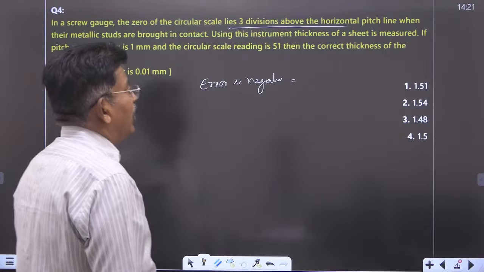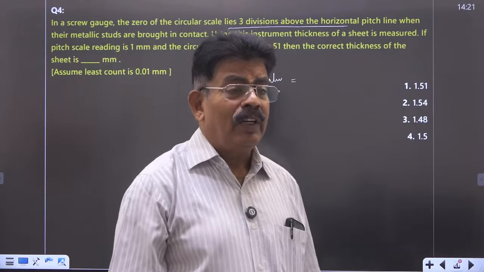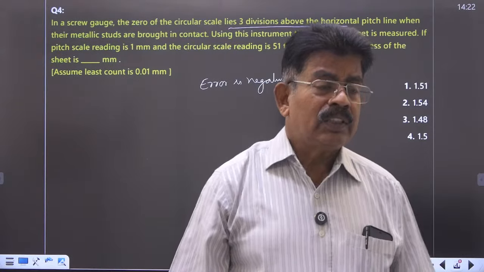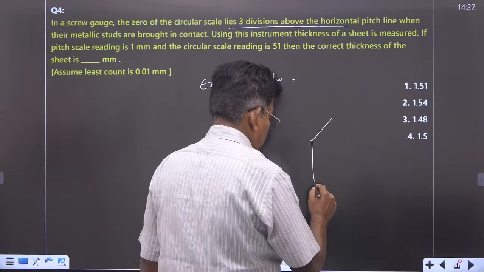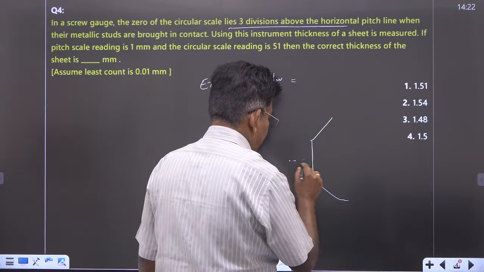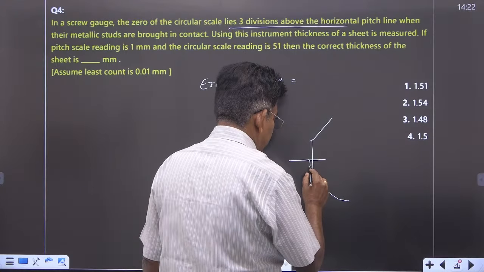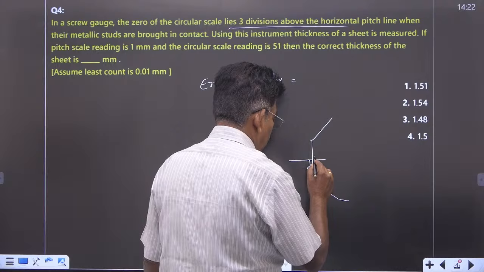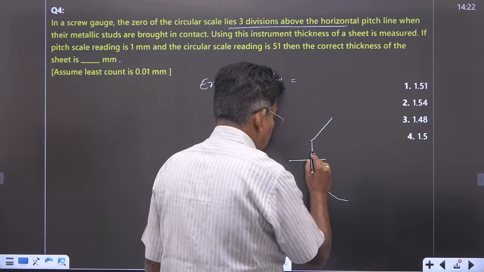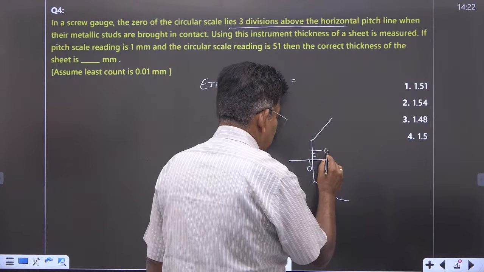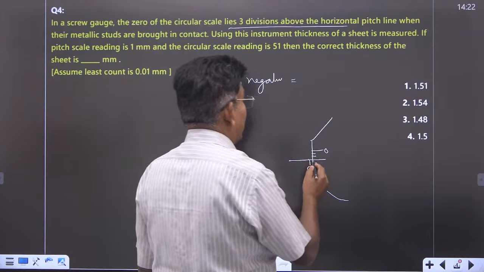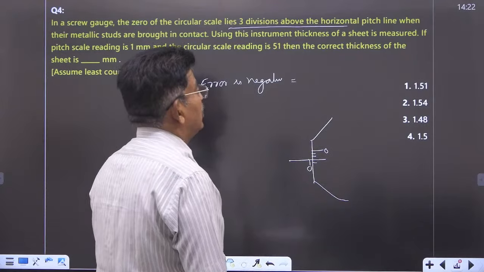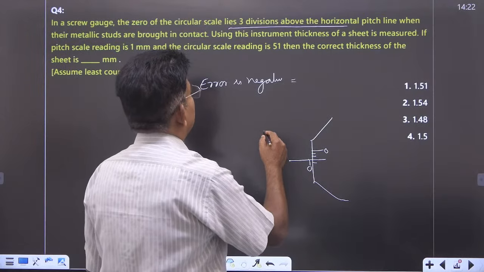So how do you identify it? Normally a diagram will be given. In the diagram, it will be like this. Suppose this is the baseline, only 0 is visible. Look, this is the 0. 0 is ahead by 3 divisions. How many divisions? 3 divisions. This is negative 0 error.